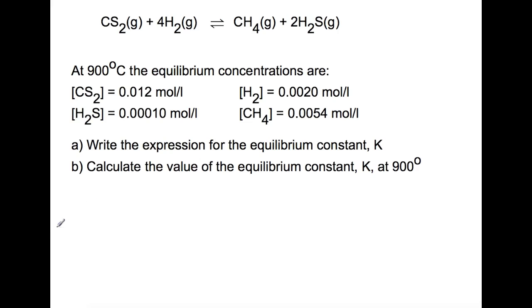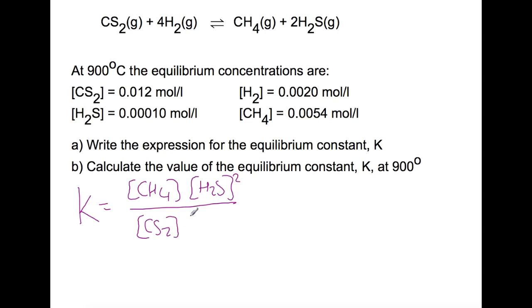So for part A of this question, we have to write out the expression for K. We don't have any liquids or solids, so we can take everything from the equation. Looking at the products first, we have the concentration of CH4, the concentration of H2S, and that is squared, divided by the concentration of CS2 multiplied by the concentration of H2 to the power of 4.